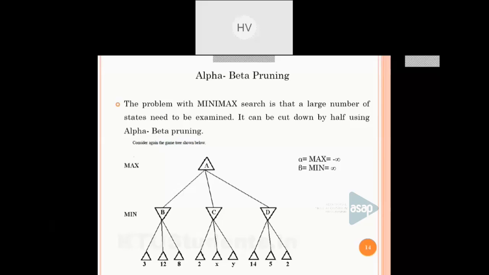So here, the root node is at the first level, and at the third level the utility function value is calculated. So it is stopped there.